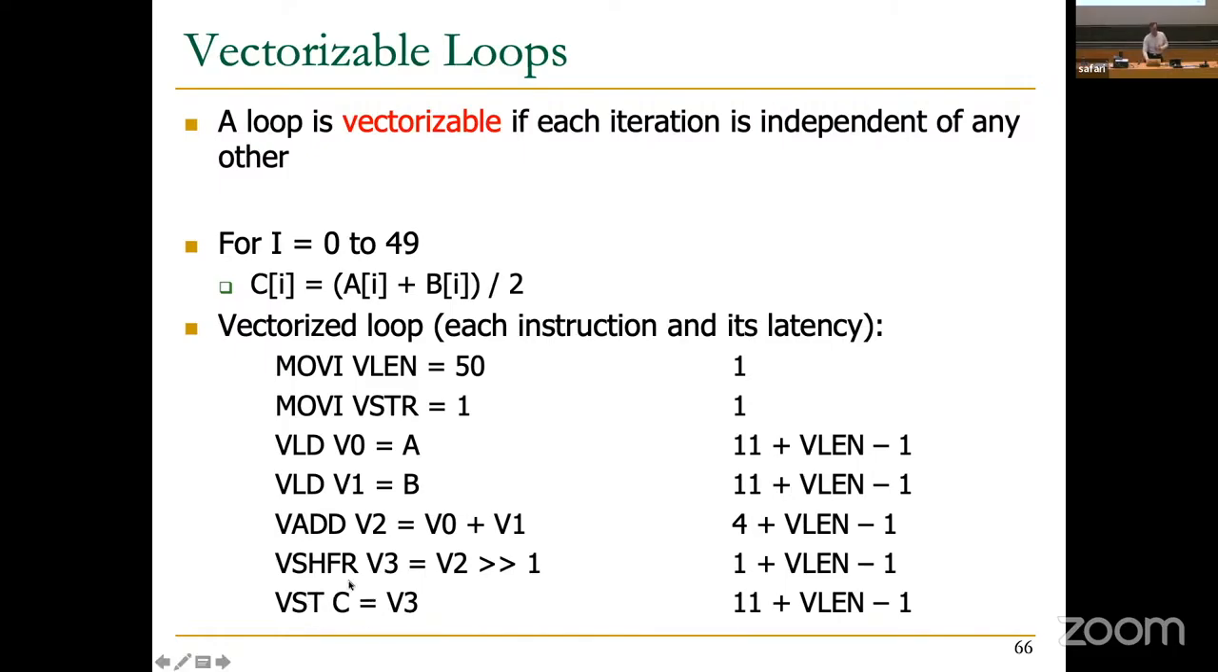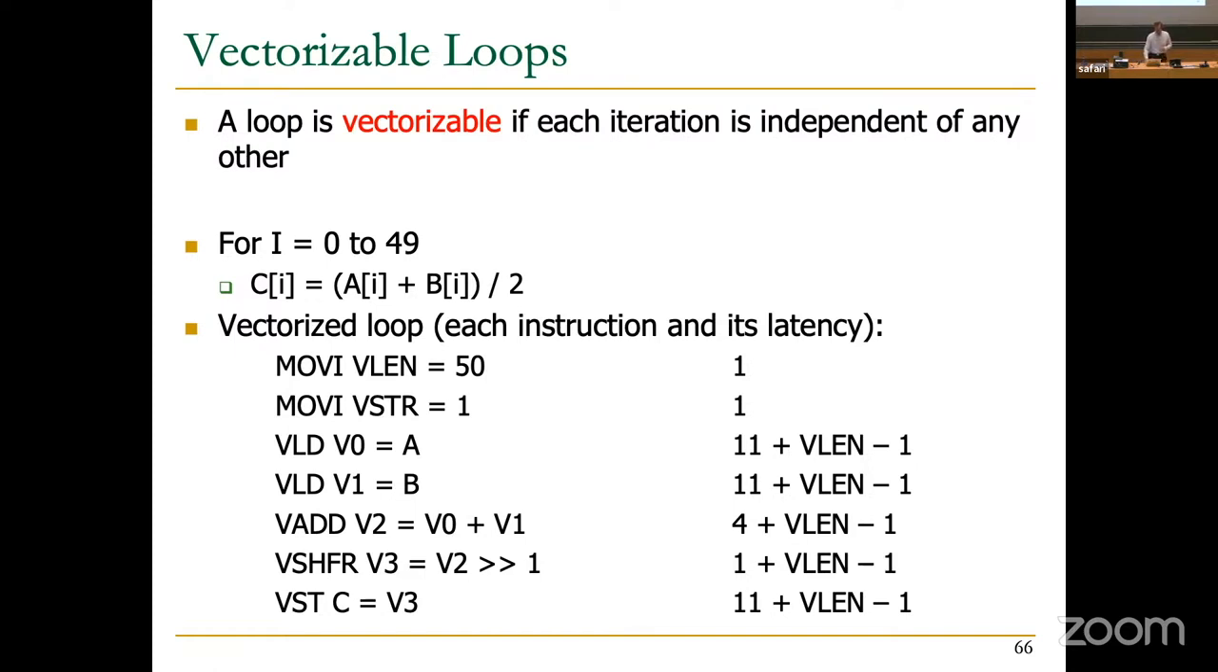And then the last one is a vector store, which takes the result of the shift in vector register 3 and places it in the memory, starting from the address of C, okay? Which is very similar in terms of latency to the vector loads, as you can see, because it takes 11 cycles to write the first element, and then 49 more cycles to write the consecutive elements. Okay, this sounds good now.